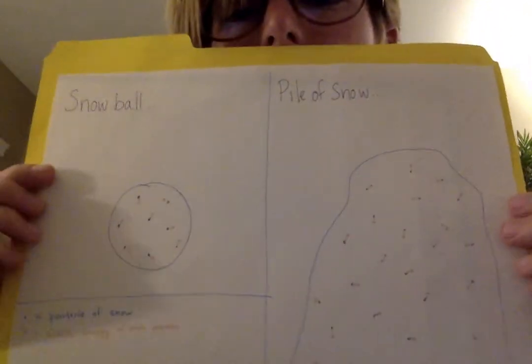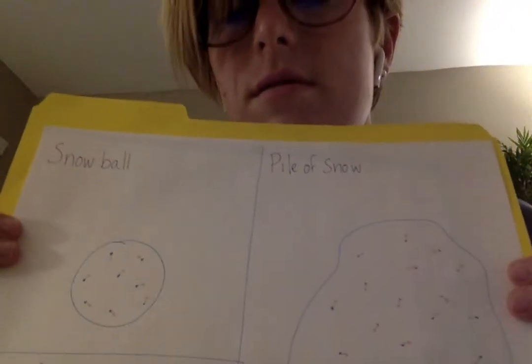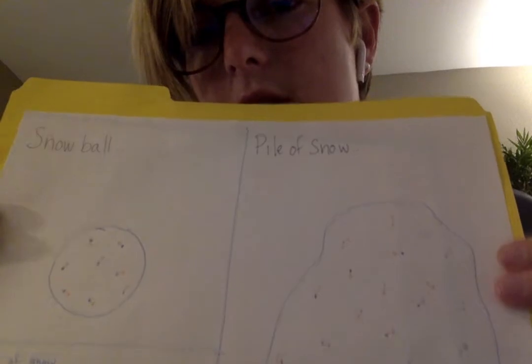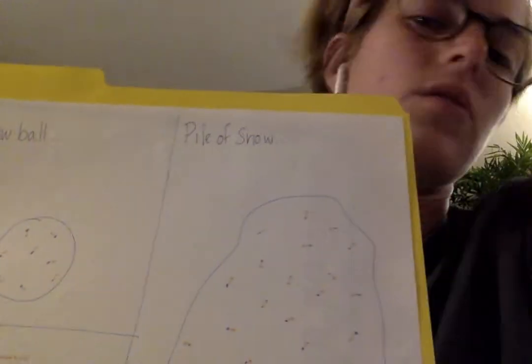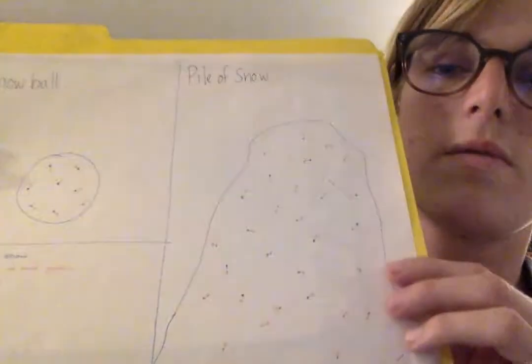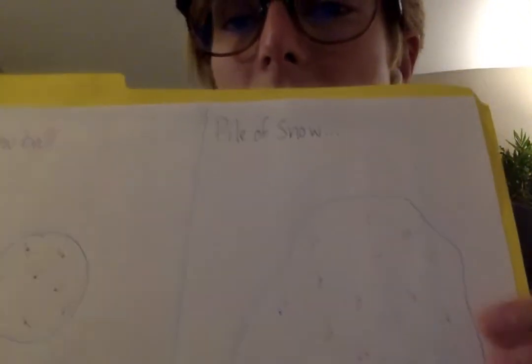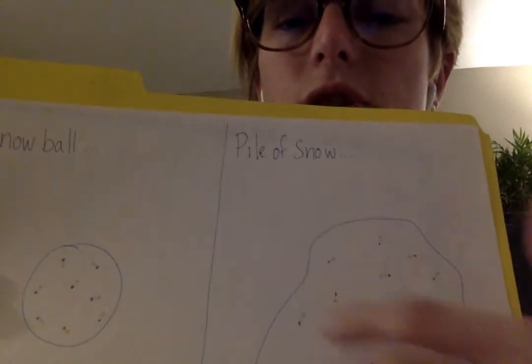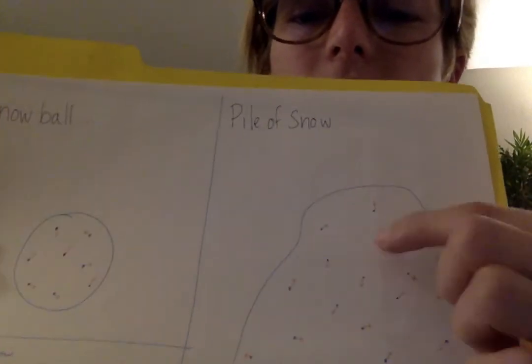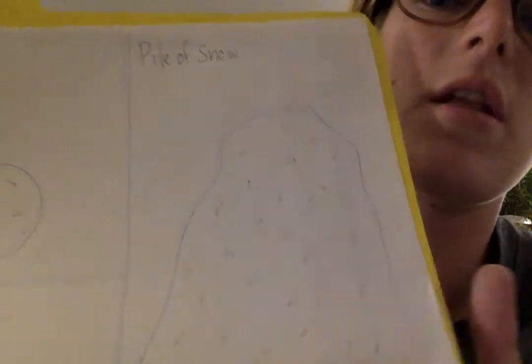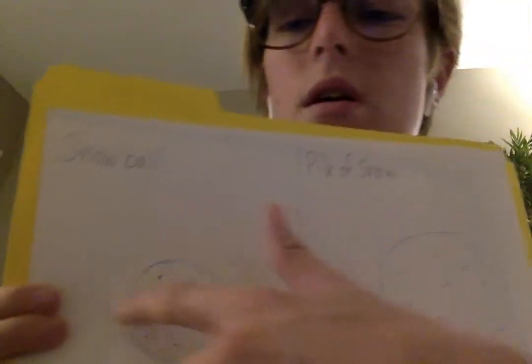However, which one has more particles? That's right, the pile of snow has a lot more particles of snow in it, or molecules of water in it. So if we're adding up the total energy, the thermal energy, which is the total kinetic energy of each of these, we're going to have a lot more energy in this system than we are in this system.